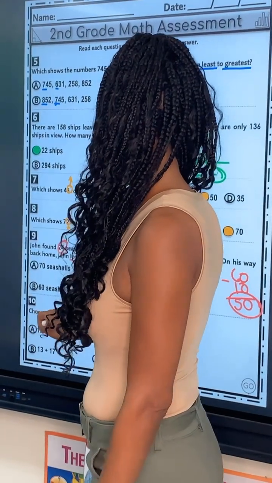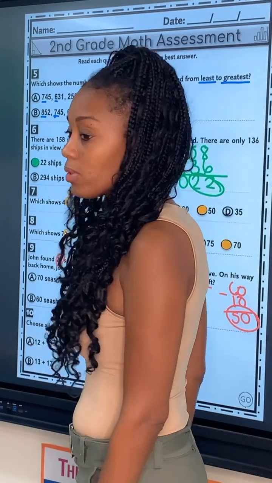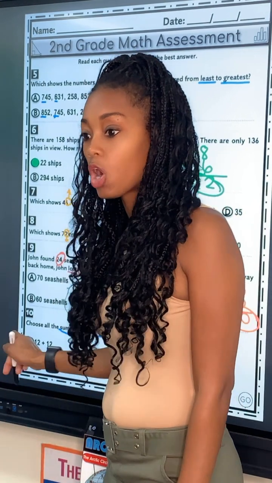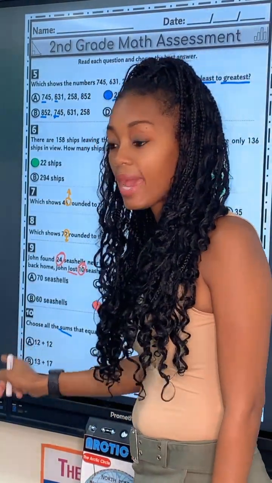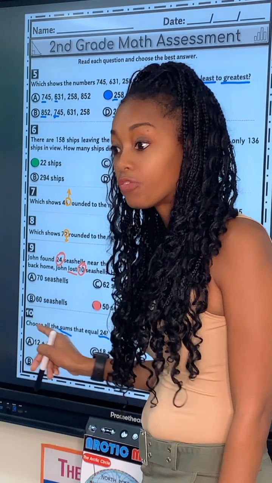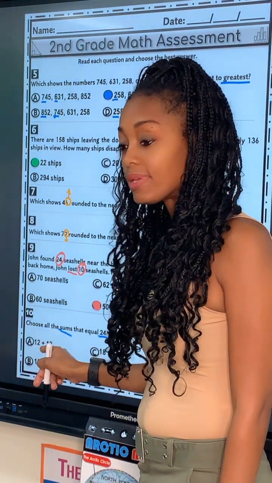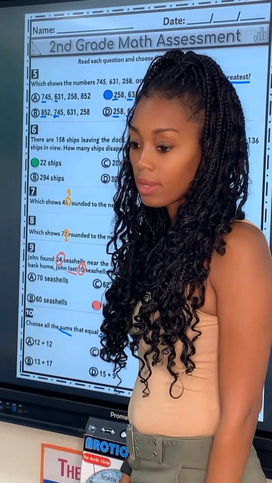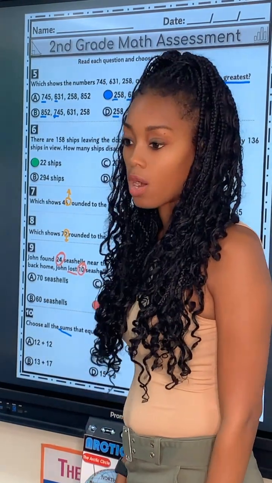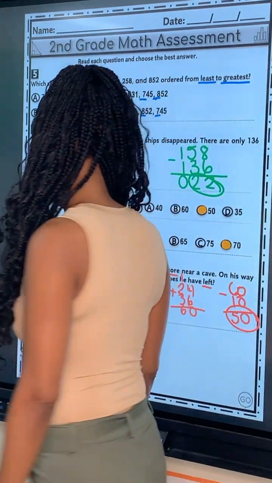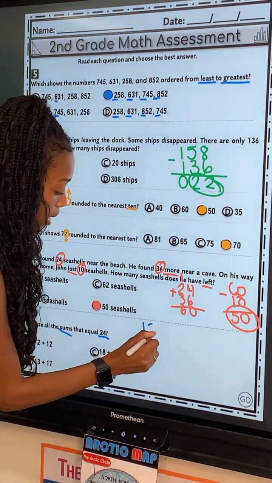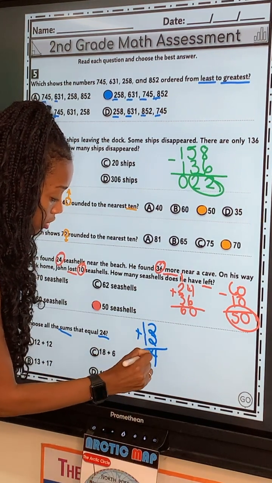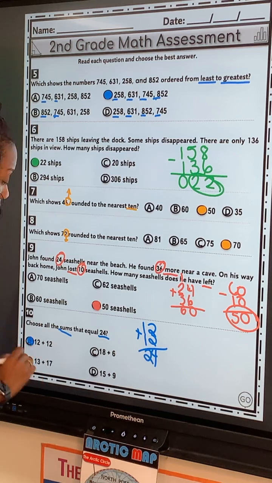Number 10 says choose all the sums that equal 24. You cannot be lazy. Yes, you have to go through every single answer and add them all up to find your answer. Because what happens is, oh, I'm not going to look at that one, and then you wind up getting it all wrong. If you missed one, it's wrong because you were being lazy. All right? So 12 plus 12, 2 and 2 is 4, 1 and 1 is 2, so we know the answer is A.